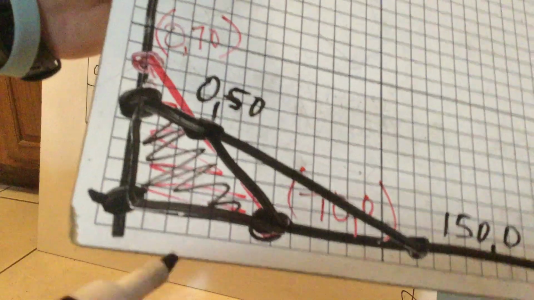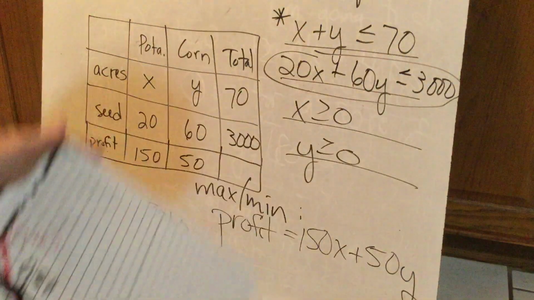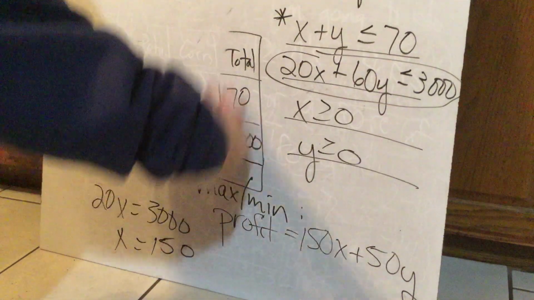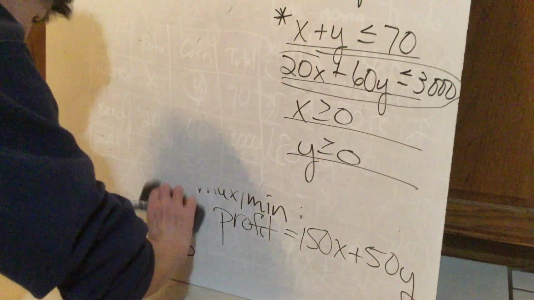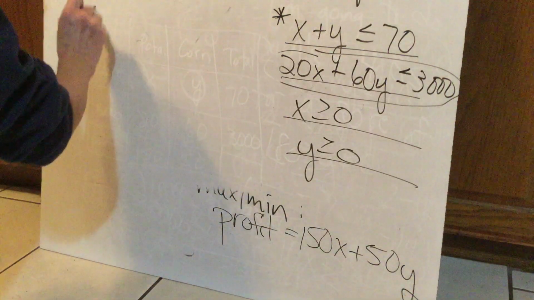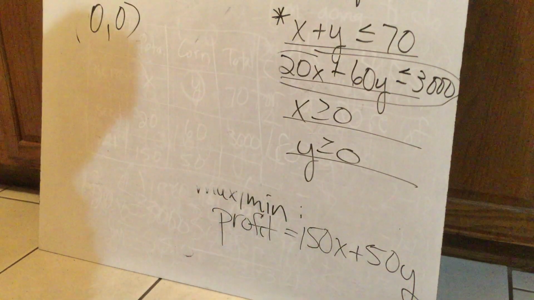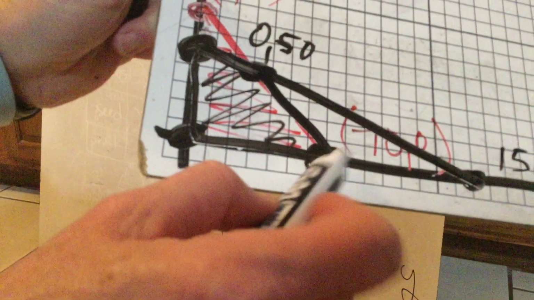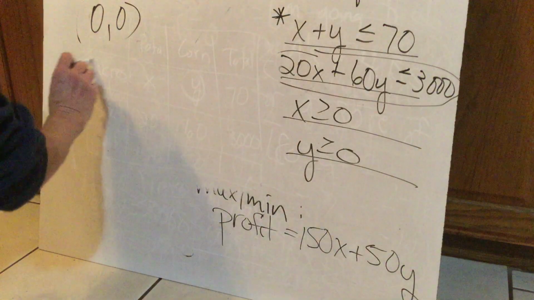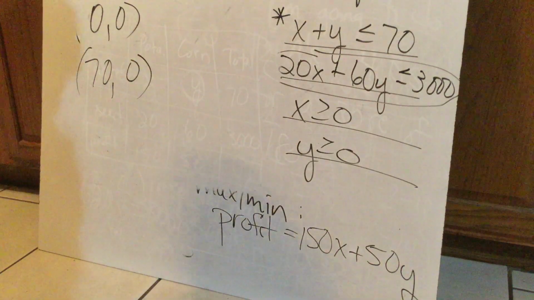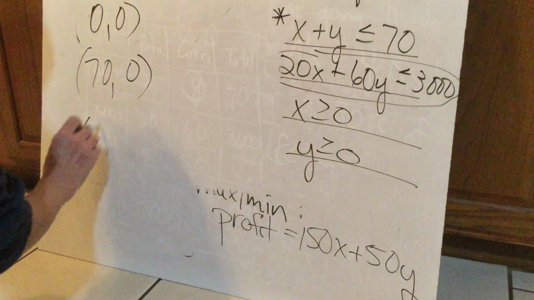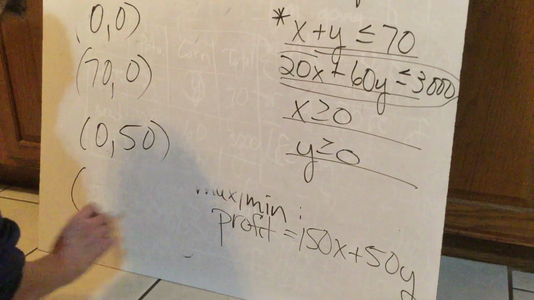Notice there are 4 corner points, just like before. So I'm going to write them down. Now, 3 of those corner points are easy. Of course, you've got 0, 0. That's this one right here, 0, 0. This one I already had labeled from before. It's 70, 0. This one I already had labeled from before. It's 0, 50. That's from the original graph.